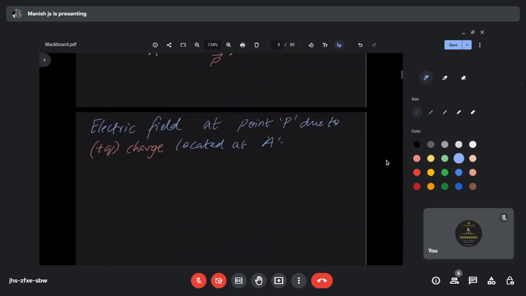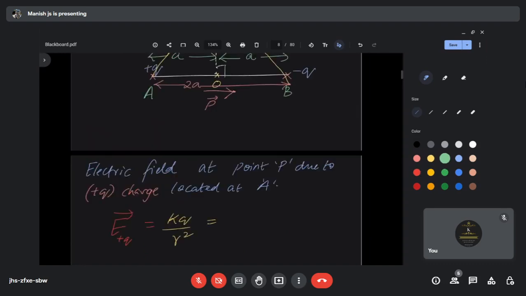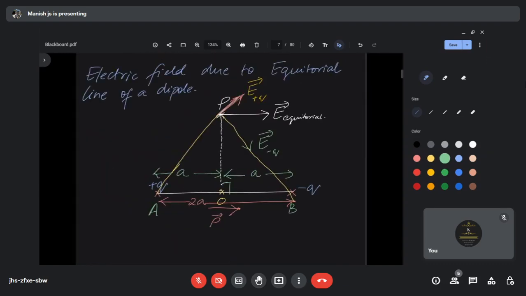You know that electric field is pointing away, so that's given as E plus q is equal to, first the basic formula we apply, that is kq upon r square. Now we are studying the electric field at point P due to the positive charge at A. So we wish to find out the distance between A and P. It is a right angle triangle. The distance between A and P is the hypotenuse of the right angle triangle.